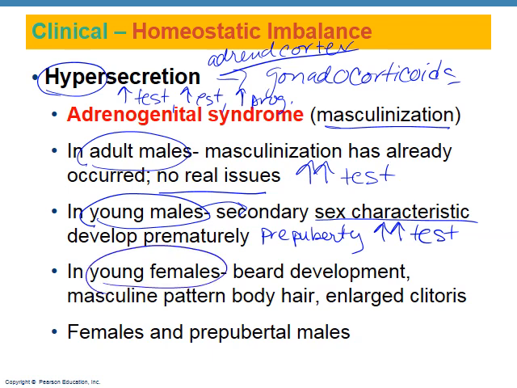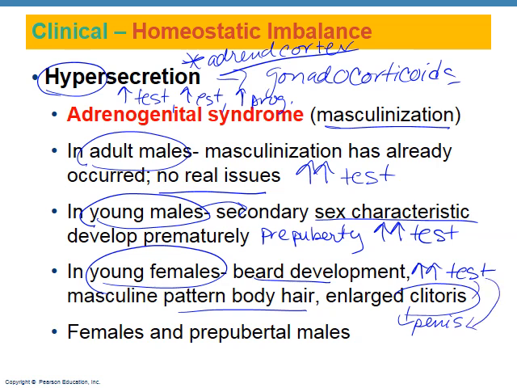What if you're a female and all of a sudden, you start creating lots of testosterone from your adrenal cortex. You could have beard development, masculine pattern body hair, and enlarged clitoris. We don't know this yet, but the penis and the clitoris are made up of the same tissue. So if testosterone is going to enlarge the penis, if you have too much in a female, it can cause the enlargement of the clitoris as well.